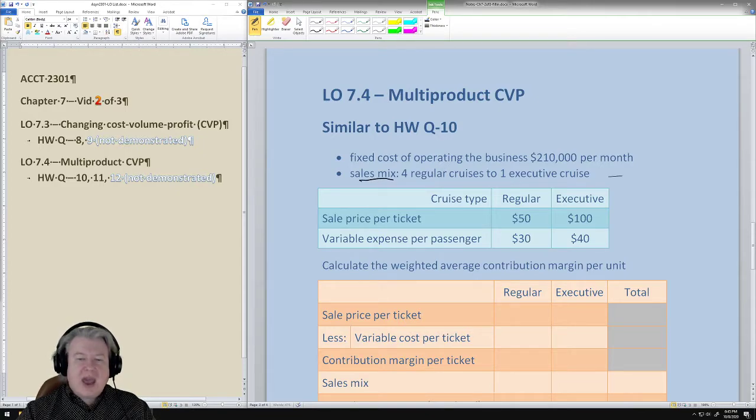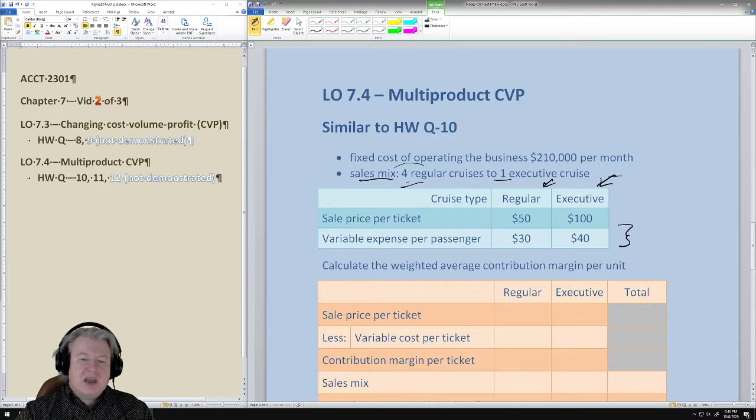In other words, we may have two products, a regular cruise and an executive cruise. And you can see we've got two different sales prices and two different costs. Well, it looks like they're kind of robbing the executives blind. They're charging them $100, twice the regular price, but only an extra $10 in cost. Oh well, I guess that's what you get when you're an executive. But what is the rate at which they sell them? Well, for every one executive cruise, they actually sell 4 regular cruises.